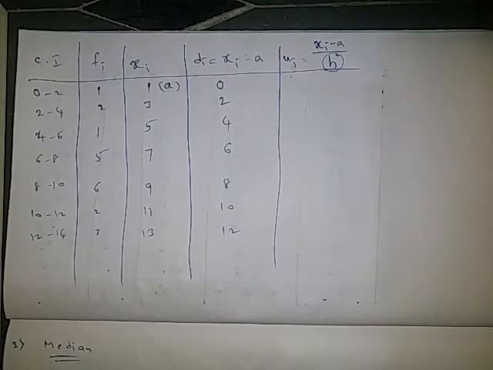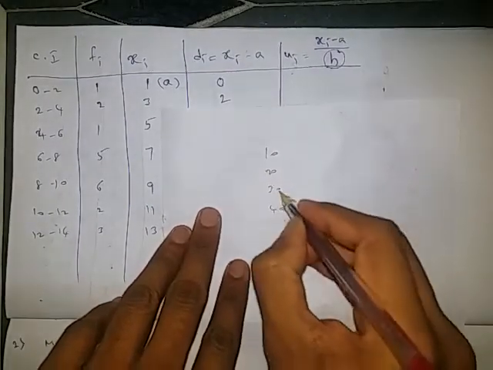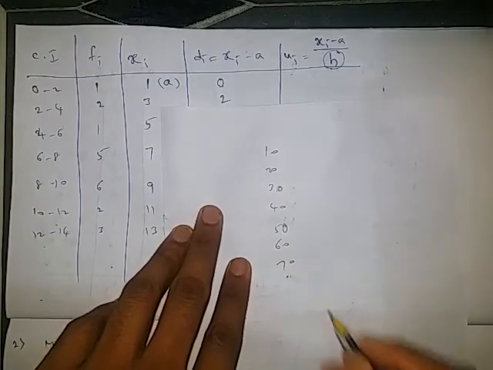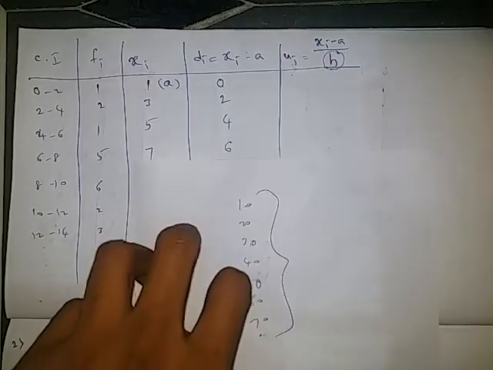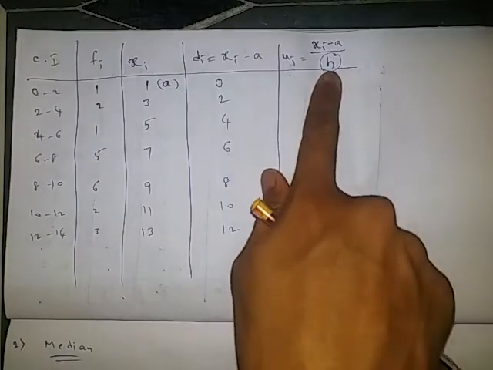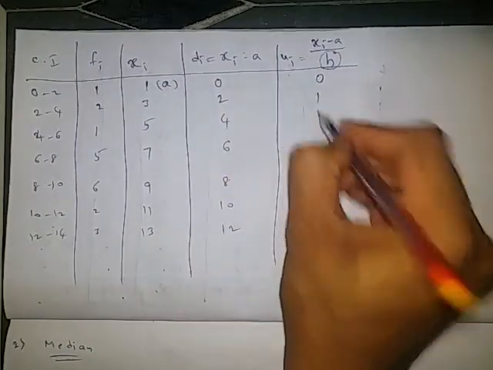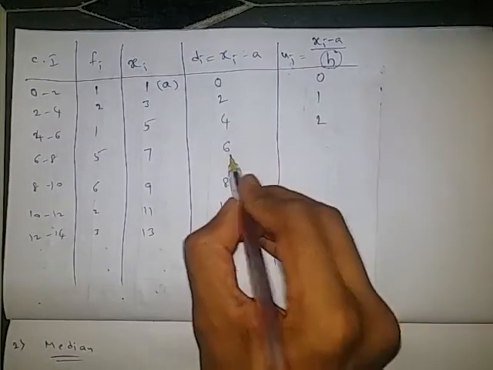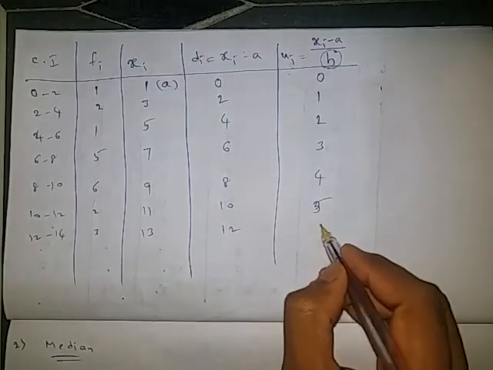In case the fourth column is like this, if in the fourth column we have numbers like 10, 20, 30, 40, 50, 60, 70, now all these numbers will come in the 10 table. So in that particular case the h value is 10. Okay, now all these numbers will come in the 2 table, so that's why I am taking h as 2. 0 by 2 is 0, 2 by 2 is 1, 4 by 2 is 2, 6 by 2 is 3, 8 by 2 is 4, 10 by 2 is 5, 12 by 2 is 6.